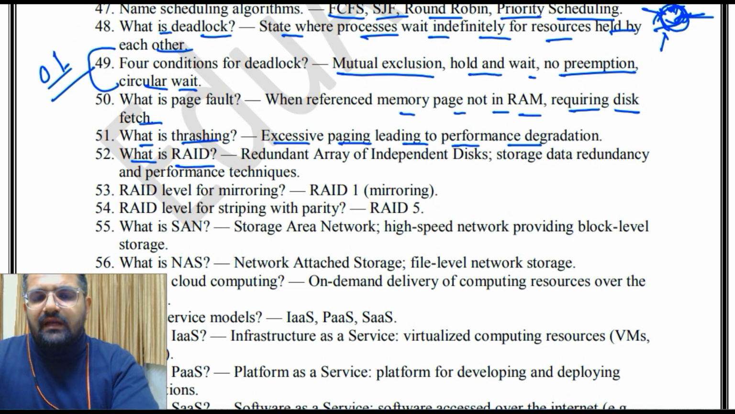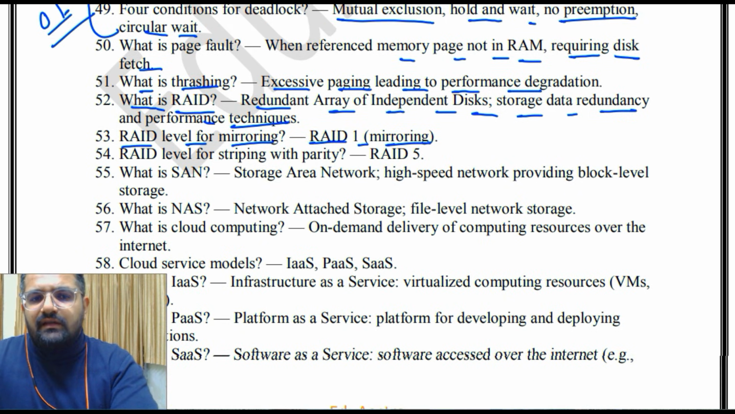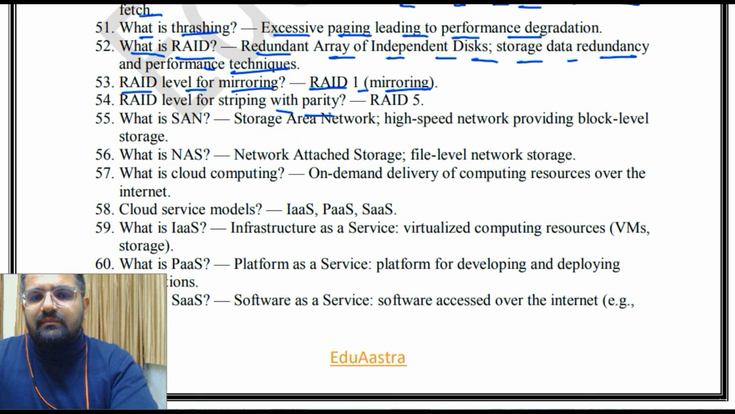What is RAID? Redundant array of independent disks. Storage data redundancy and performance techniques. RAID level for mirroring. RAID 1, mirroring. RAID level for striping with parity. So RAID 5. What is SAN?